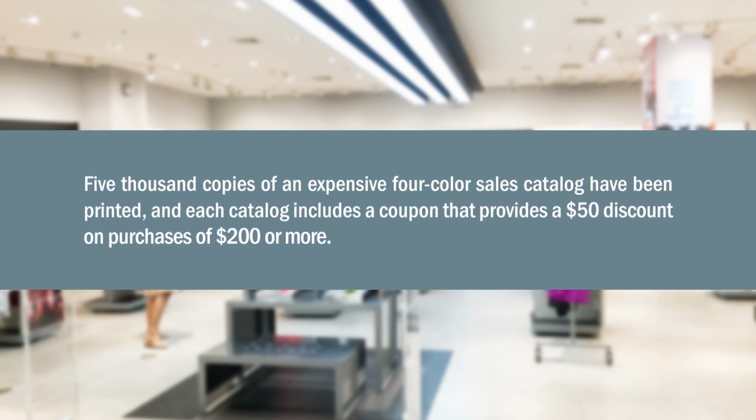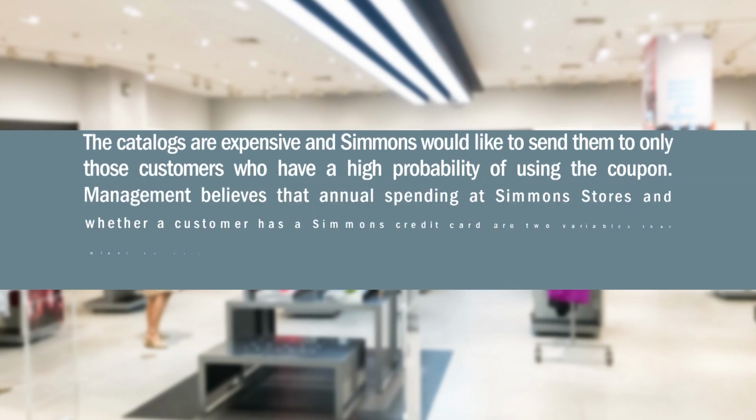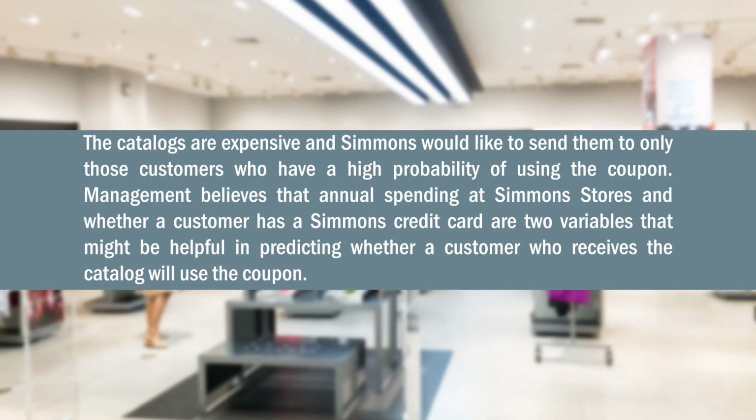They have printed 5,000 copies of an expensive 4-color sales catalog. This catalog includes a coupon that provides a $50 discount on a purchase of $200 or more. These catalogs are expensive, and Simmons would like to send them only to those customers who have a high probability of using the coupon.